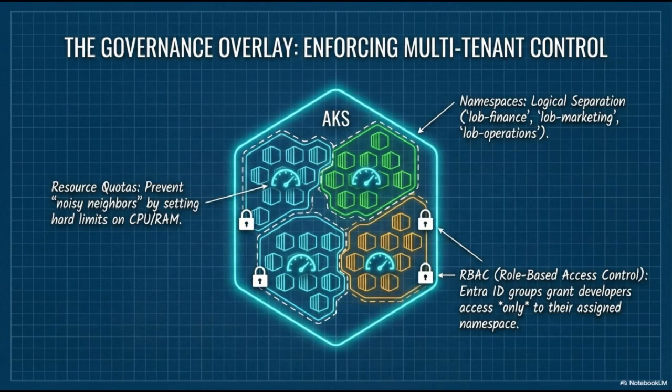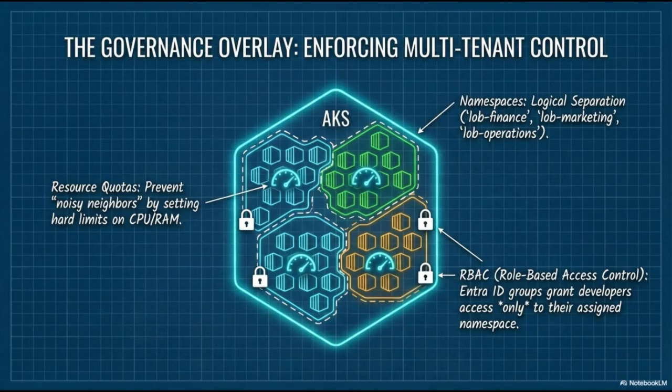Let's examine the governance overlay used for enforcing multi-tenant control within AKS. To ensure a secure and high-performing environment for multiple teams, we focus on three key pillars. First, we implement namespaces to provide logical separation between different lines of business, such as finance, marketing, and operations. This ensures each team's workloads remain isolated within the shared cluster.